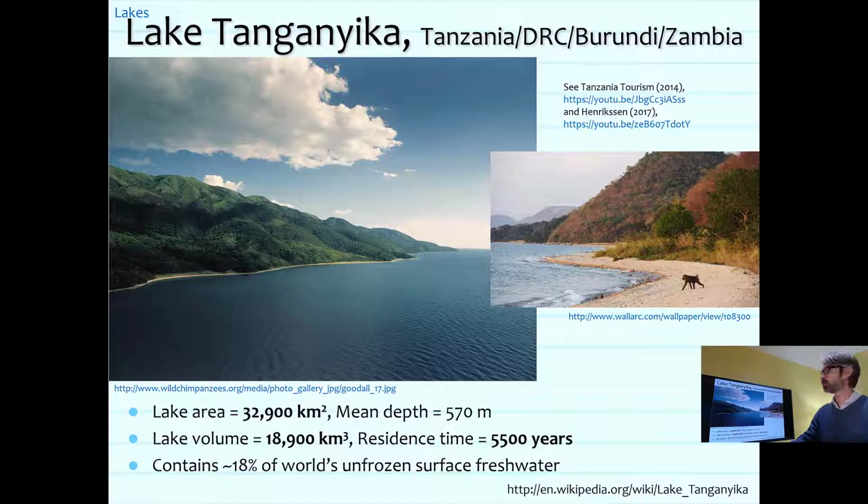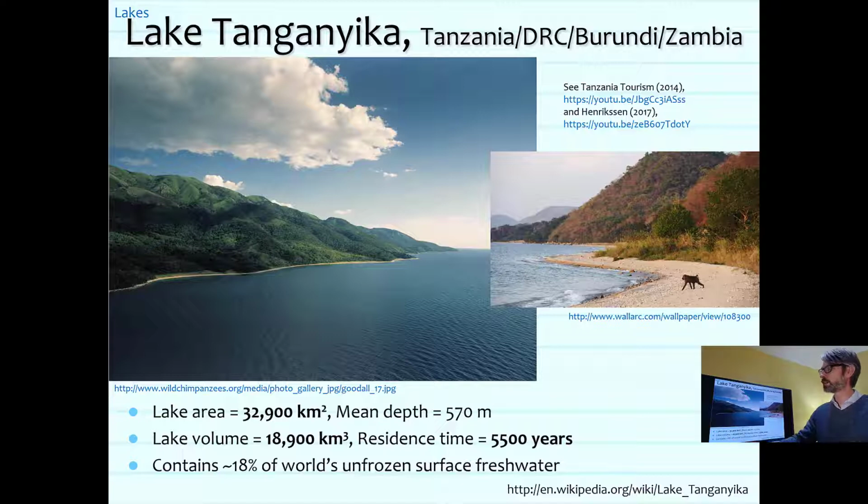Lake Tanganyika, which is a lake between Tanzania, the Democratic Republic of Congo, Burundi, and Zambia, has also a very large lake area, about 33,000 square kilometers, a very large mean depth also of 570 meters. Like Lake Baikal, this is also a rift lake. The lake volume is almost 19,000 cubic kilometers, and it has an incredibly long residence time of 5,500 years. In terms of history, the pyramids are about 4,500 years. And so the mean residence time of any droplet of water here is older than the pyramids by about 1,000 years.